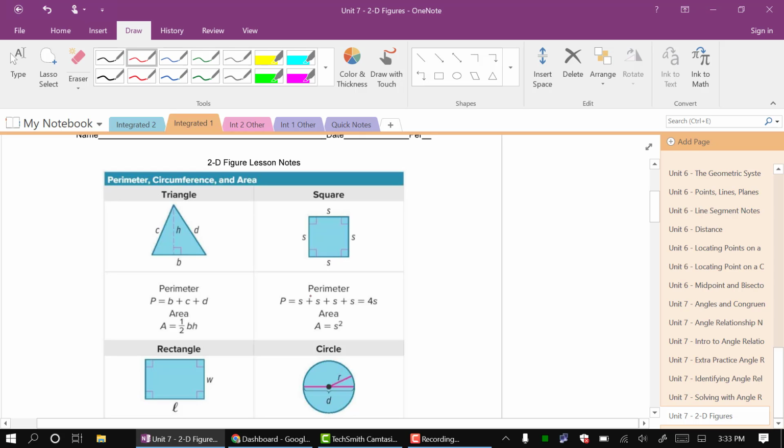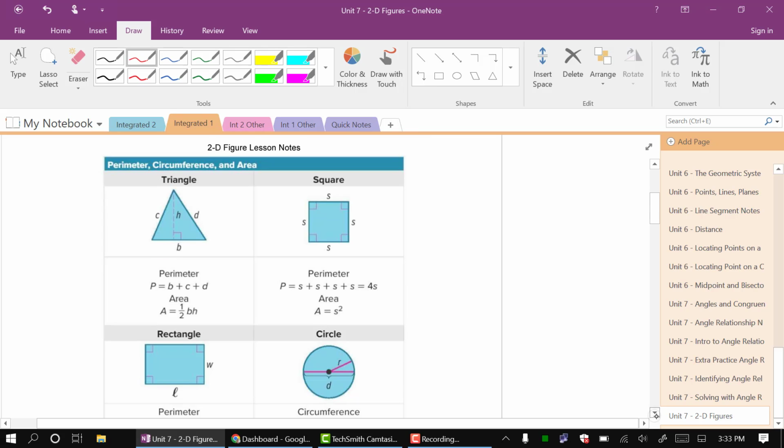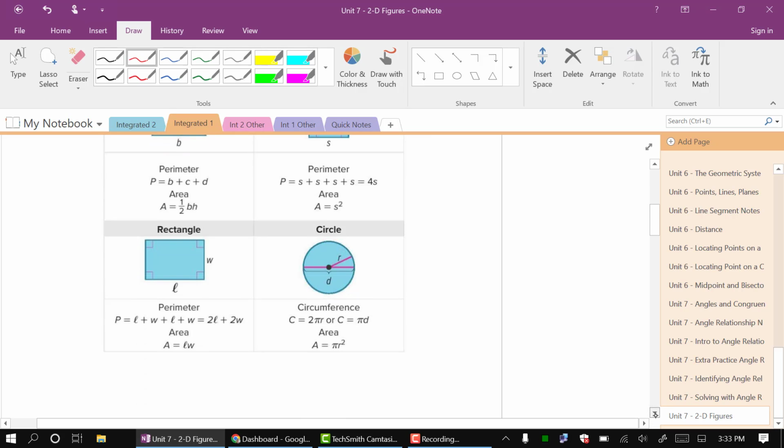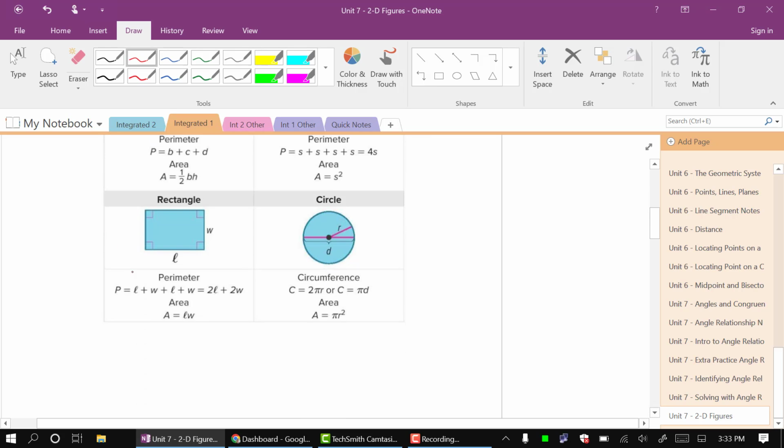For a square, you're going to add up all the sides, side plus side plus side plus side, or just 4 times S. For the area, we're going to multiply side times side, so that's side squared. For a rectangle, we have length times width. For our perimeter, it's length plus width, or 2L, 2 length, plus 2W, 2 width.